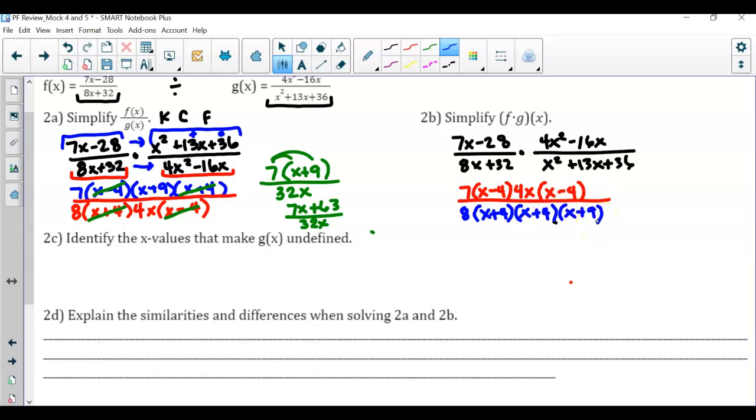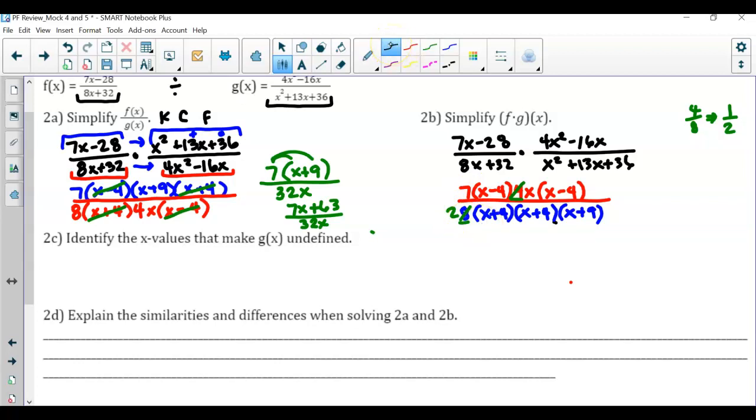So now as I go through, is there anything that can be canceled out? Really, the only thing truly that can be canceled out, because this is x minus 4 but here we have x plus 4, so those cannot cancel out. But I do have 4 over 8. 4 over 8 is 1 half. So this can now become 1x or just x over 2. So that's the only area that can be simplified.